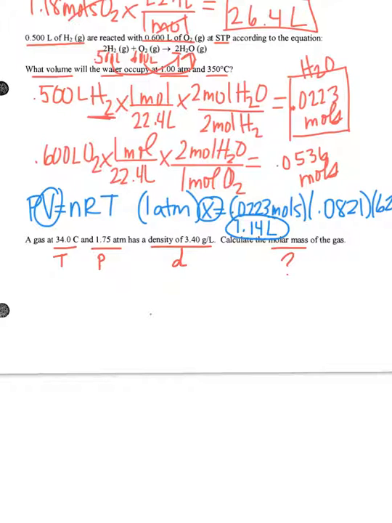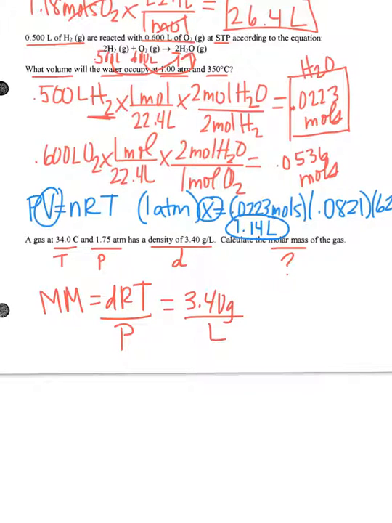So let's take a look at that. Molar mass equals dRT over P. We call this the dirt P equation. I call it the dirt P equation. All right, then we're going to plug in our numbers. Density is 3.40 grams per liter. R is the gas constant, 0.0821. And then temperature in Kelvin, so add 273 to that. So that's 307. And then pressure goes on the bottom.